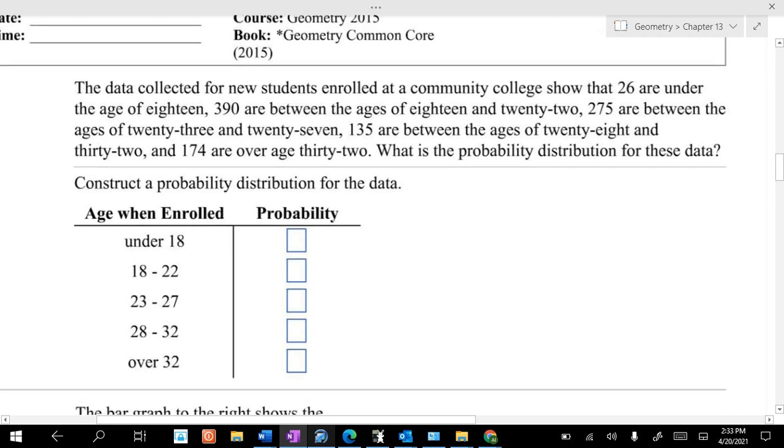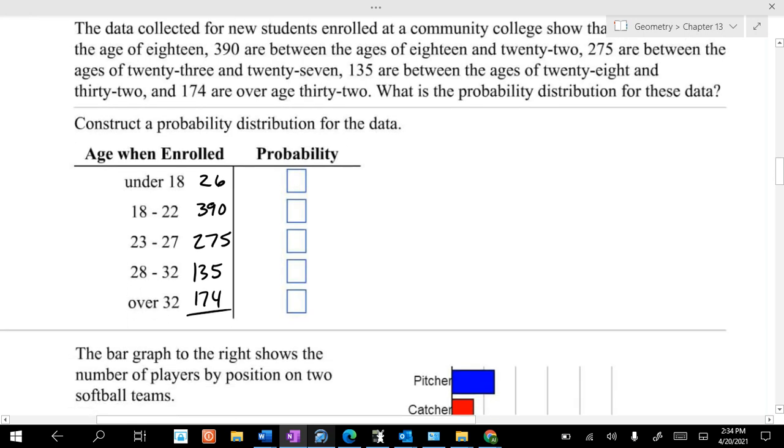Now, when you get to this one, they want you to add them up. So there's 26 here. There's 390 here. There's 275 here. There's 135 here. And 174 here. So it adds up to a pretty big number. Can somebody do that, please, quick? Exactly 1,000. So this is 26 over 1,000 and 390 over 1,000 and so on.